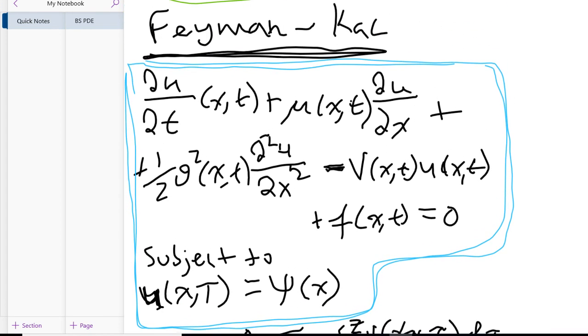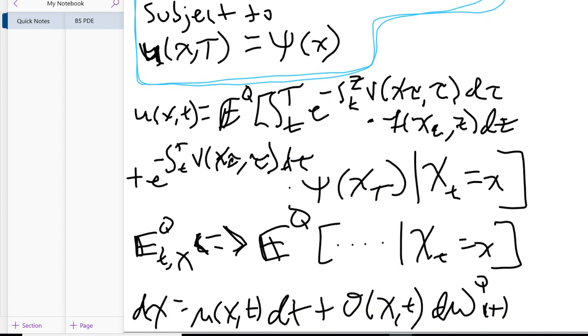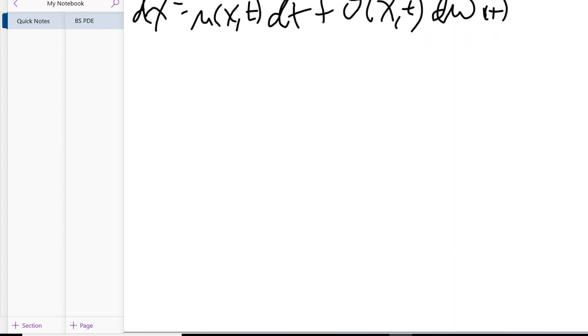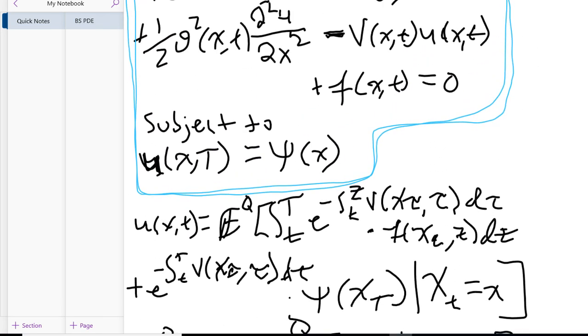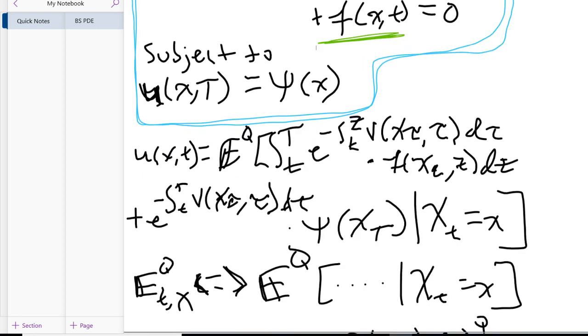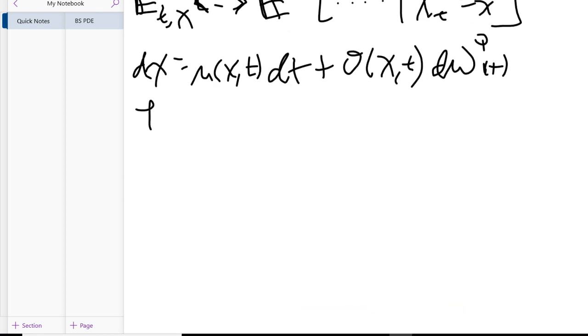Probably seems a little confusing now just because of the different notation, but I'm going to now draw the clear analogies to the Black-Scholes PDE. So first things first, in Black-Scholes, obviously this function here, we don't have it in the Black-Scholes PDE. So f(x,t) is 0.